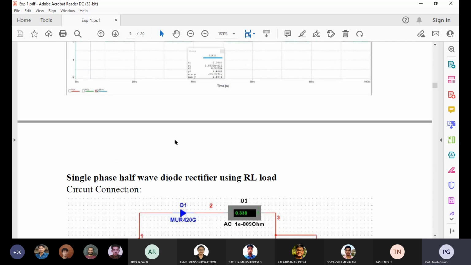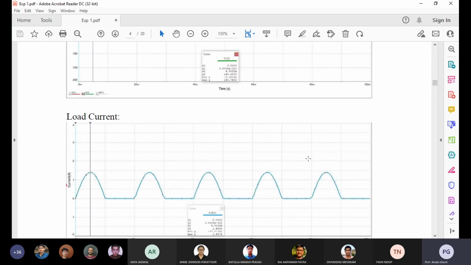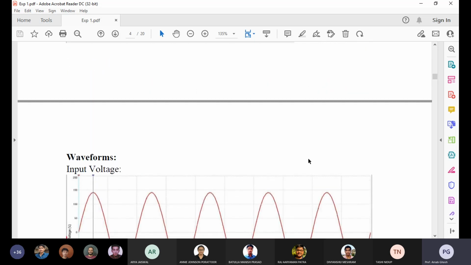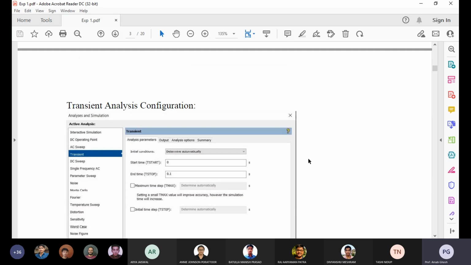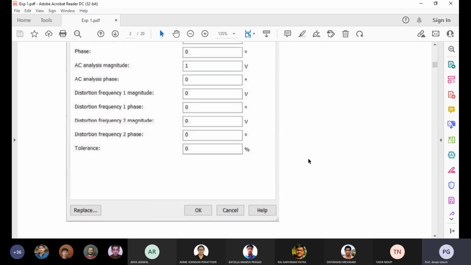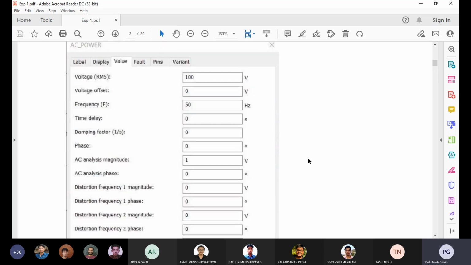Then we will use an RL load; this one is only for the R load. After this, you have to prepare an observation table. The observation table has some columns. What are the different types of columns? All of you please note it down in your copy.